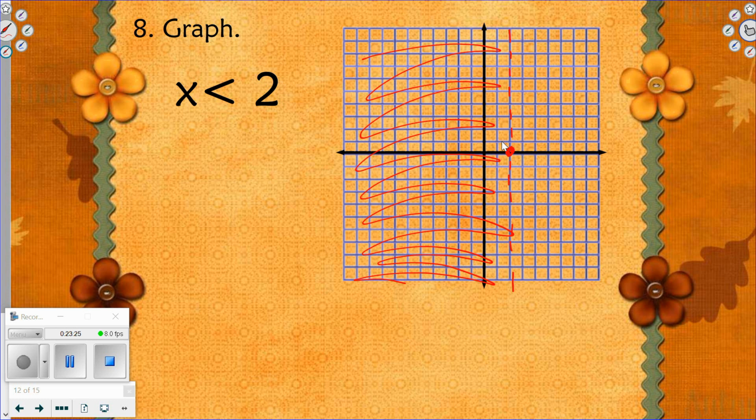I could go negative 2, 2, or negative 2, negative 2, if you want your 2's in there. I could say the origin, 0, 0. What about 2, 0? Does the point 2, 0 work? It's on the line. If it's on the line when it's dotted, it does not work.